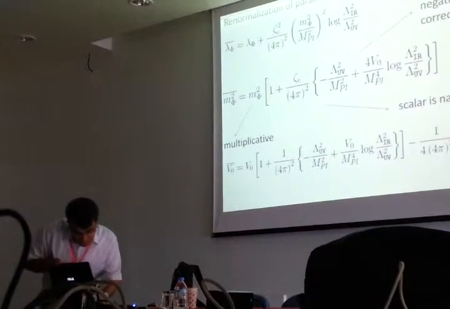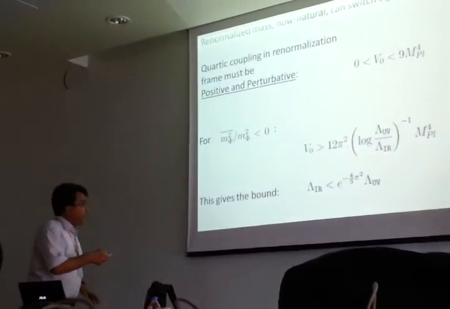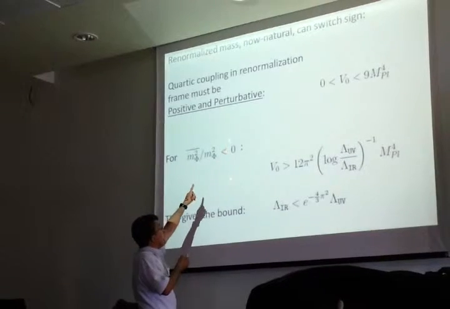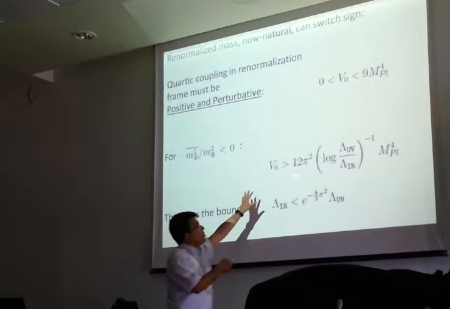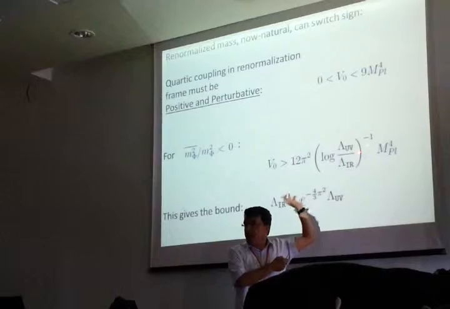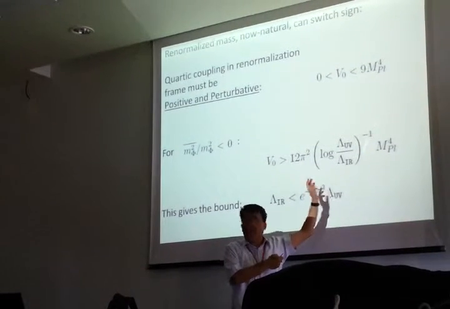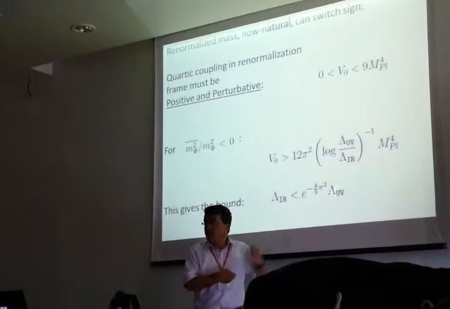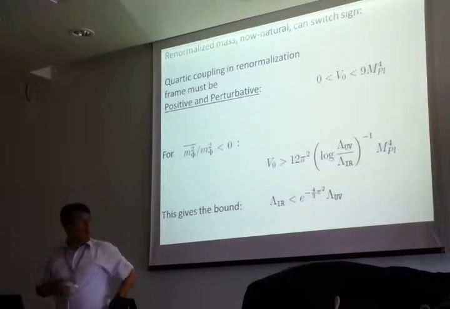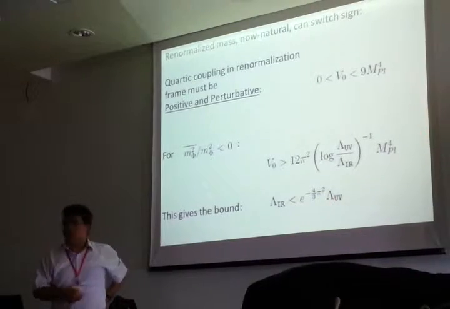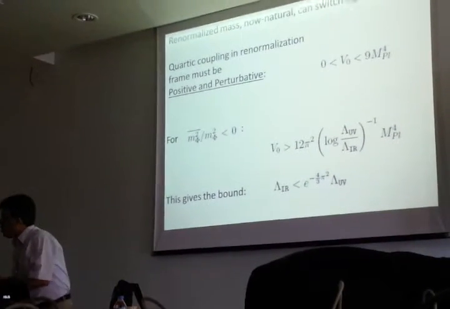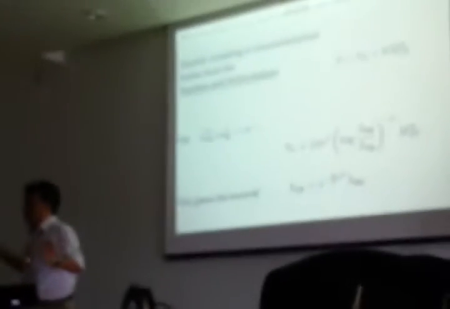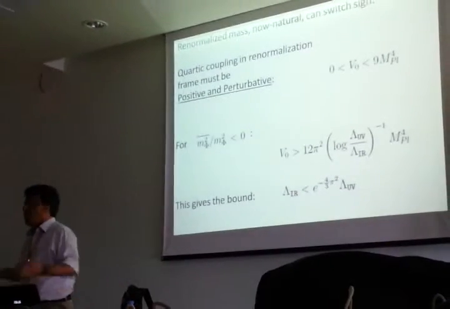But if they are opposite in sign, m5 bar squared or m5 squared less than 0, this requires B0 to be larger than this factor. Okay? From the quantum correction level. And this means that lambda IR must be less than lambda UV by this factor, e to the power of minus 4 over 3 pi squared. This ratio is model independent. It has nothing to do with anything. Okay? It's just a simple scalar theory. Come on.